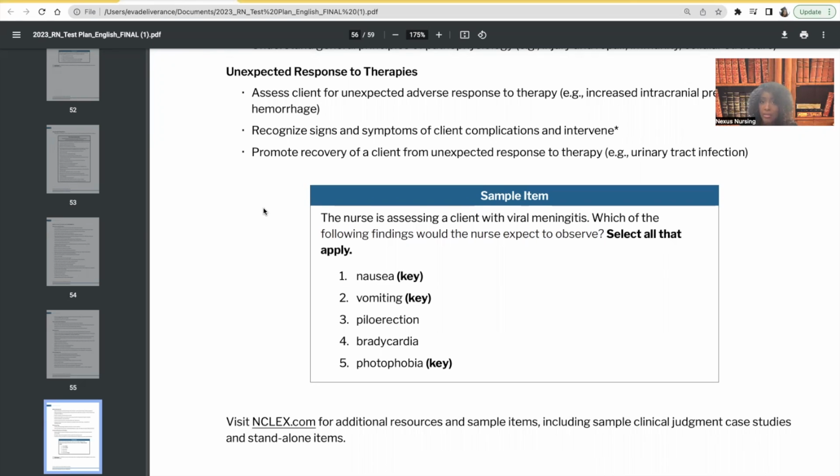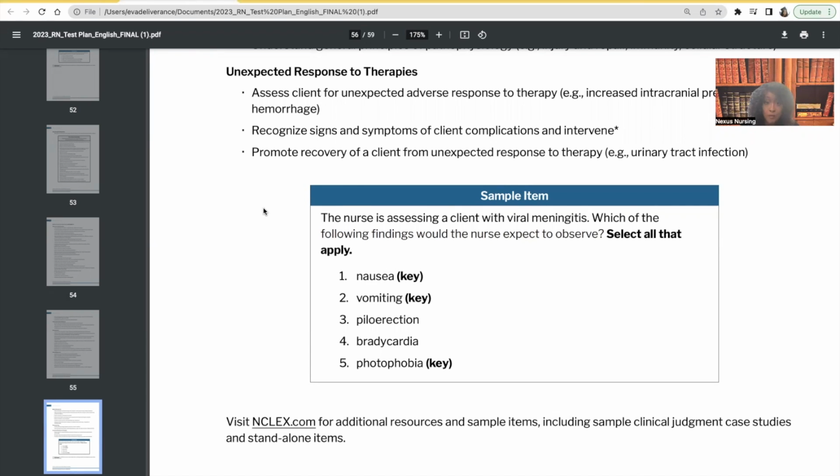What are those signs and symptoms? Fever, nausea, vomiting, photophobia, nuchal rigidity, right? And then if a patient comes in with those signs and symptoms and you suspect meningitis, immediately the first thing you're going to do is put that patient in isolation, okay? Before anything else, because you need to protect the public from that patient. So anyway, with that being said, look at these signs and symptoms.